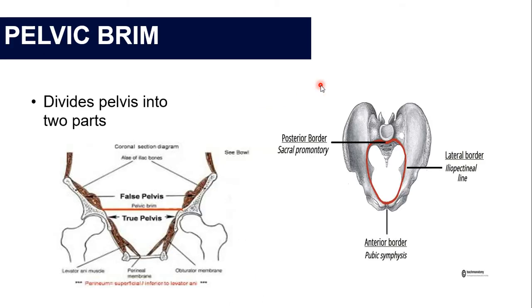So let's discuss first the pelvic brim. As you can see here, our pelvic brim divides the pelvis into two parts, which are your true and then the false pelvis. You can see here in the picture, this is your pelvic brim. It has its own boundaries. You have your posterior boundary, which is your sacral promontory here. Next is the iliopectineal line here, which is considered the lateral border. And then the anterior border of your pelvic brim is your pubic symphysis here, in front or anteriorly.